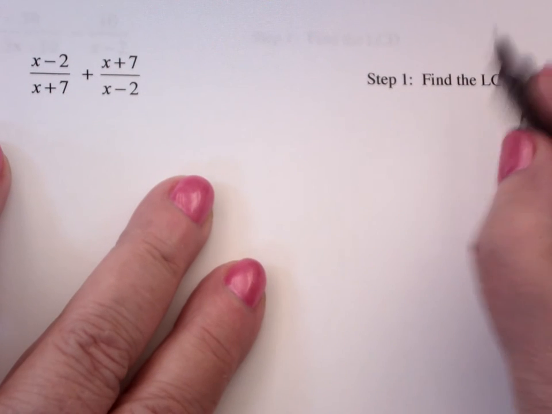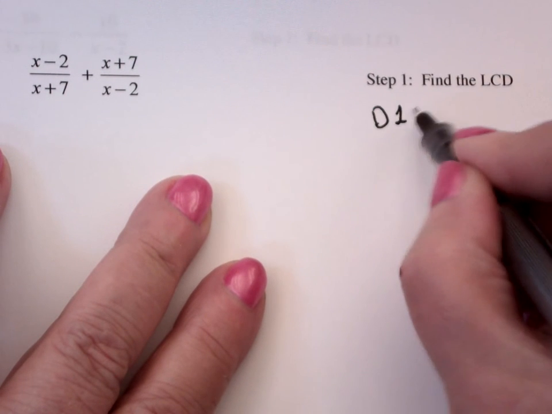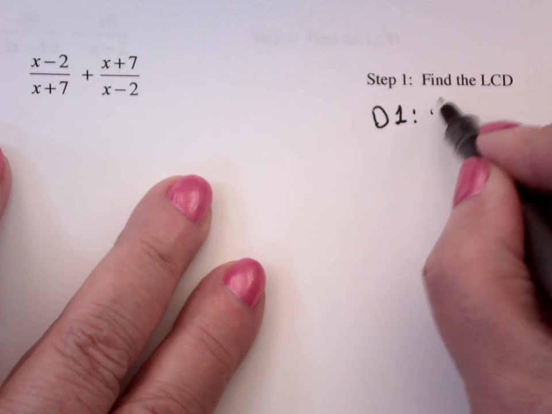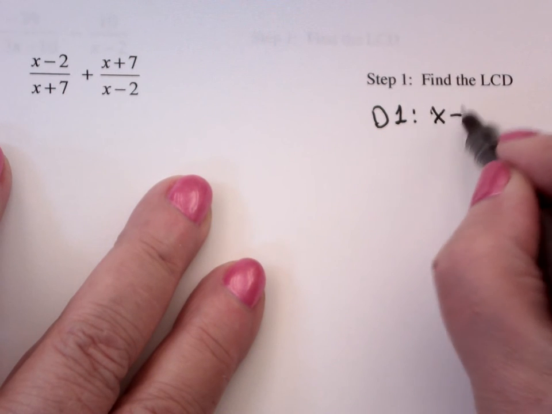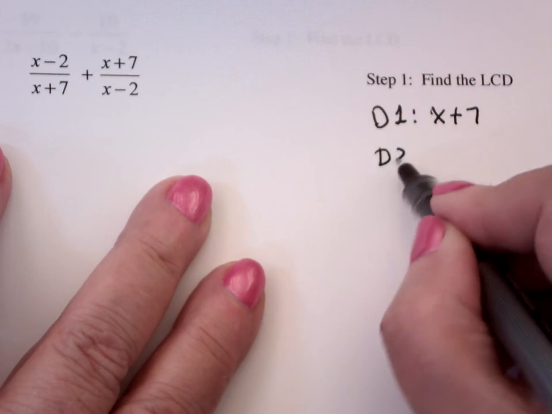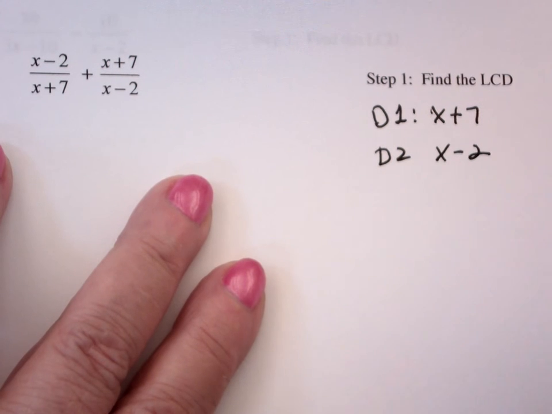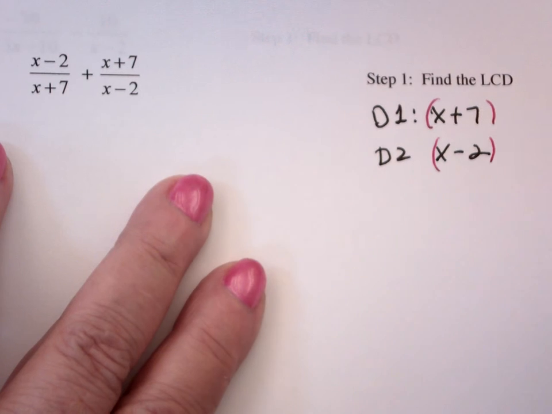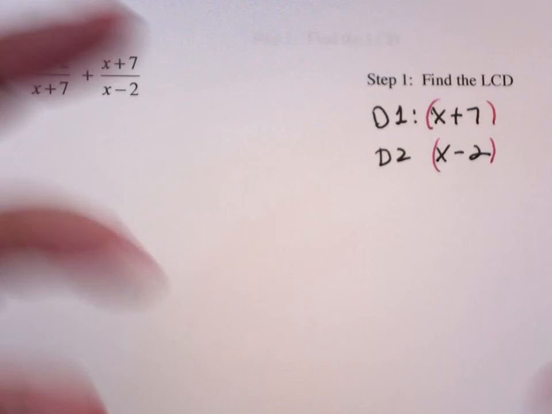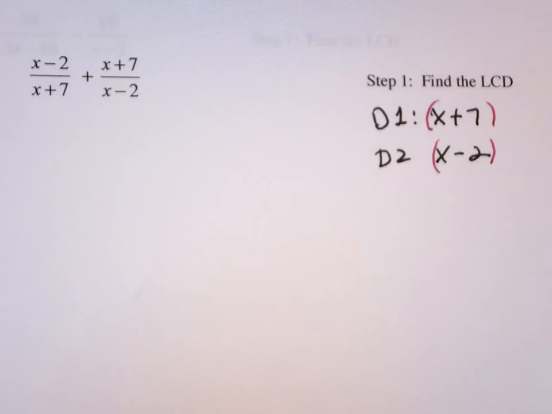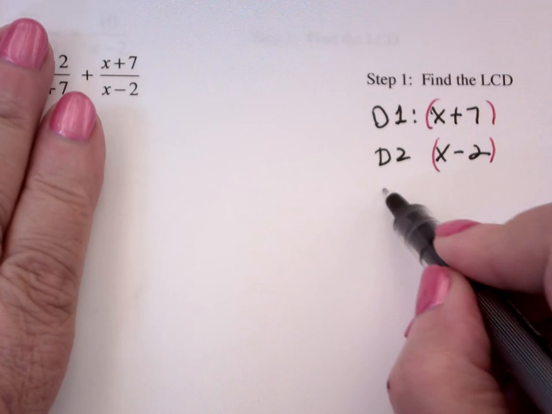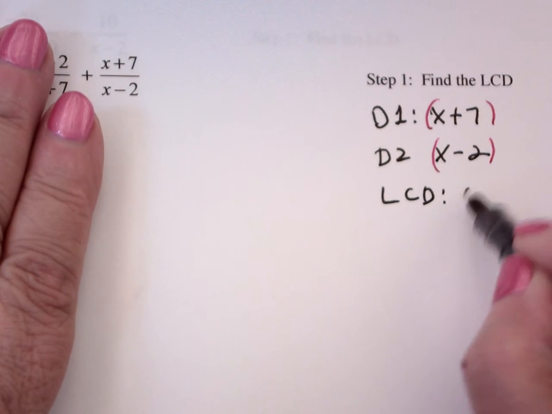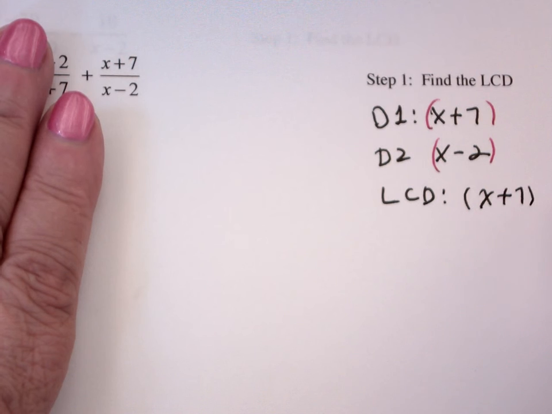Now, denominator 1 is x plus 7, and denominator 2 is x minus 2. Remember, these are really groupings, so they come as a clump. They come as a complete entity in and of itself. So that's going to say the LCD is x plus 7 times x minus 2.